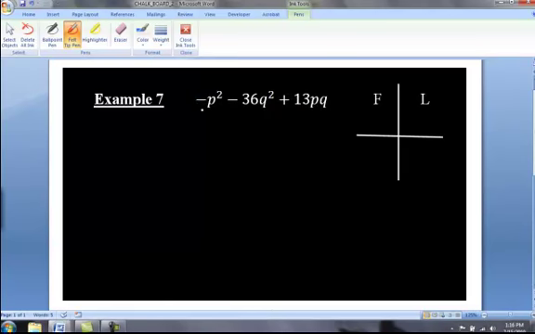begins with the negative, and we never want it to begin with the negative. It throws everything off. So we really do want to take out that negative sign, which is equivalent to taking out a -1. You can write the -1 there if you want, but you don't have to. Remember, when you take out a -1, it's just changing the sign of everything on the inside. So we'd have a positive p squared and a positive 36q squared and a negative 13pq.